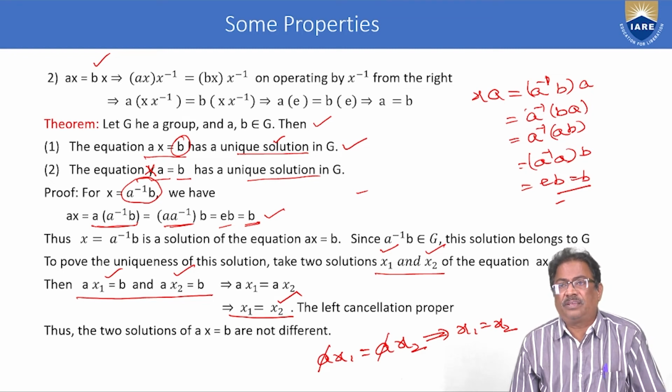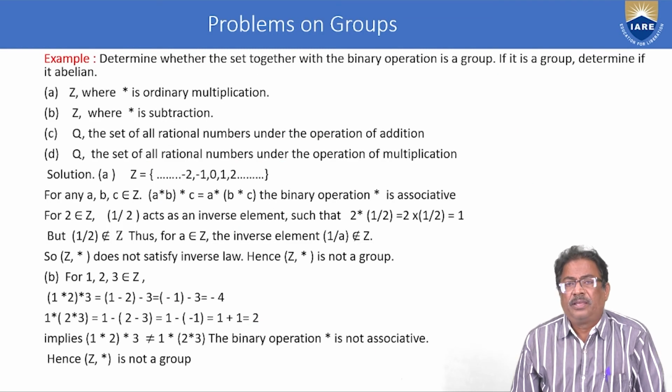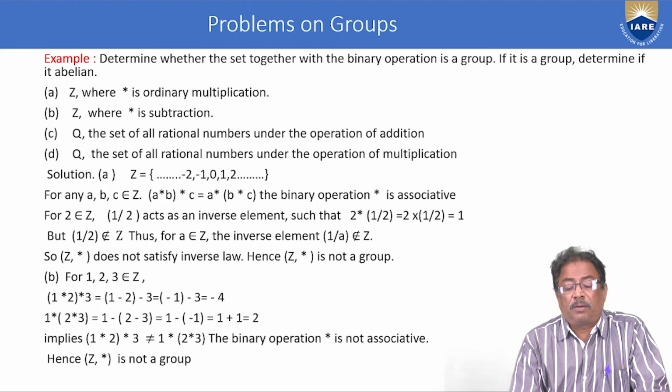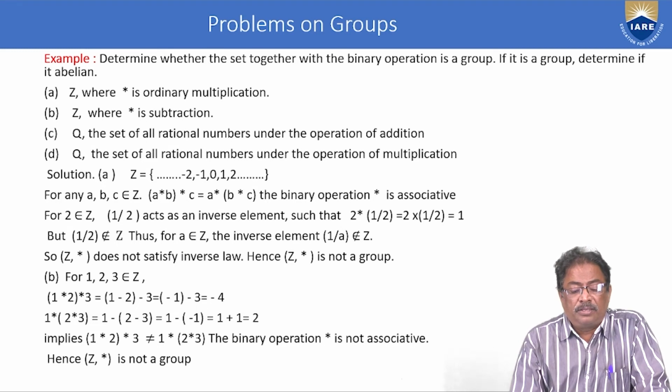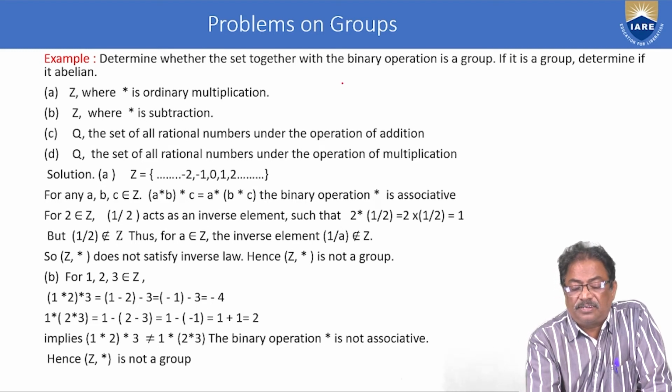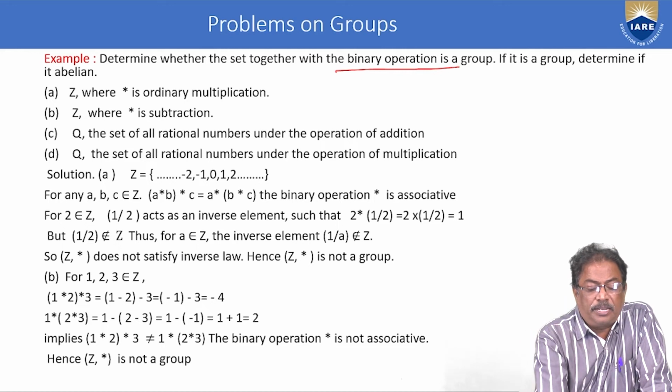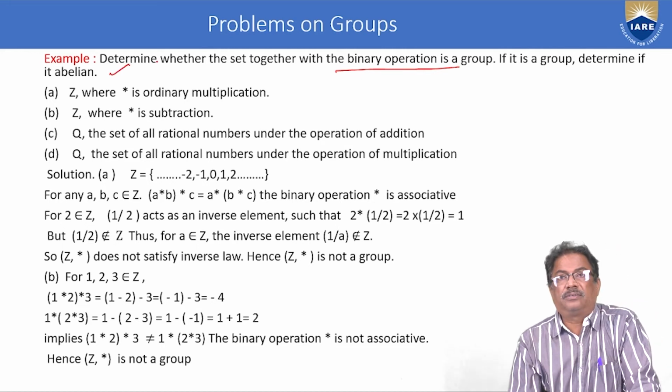The second one is also in the same way, and uniqueness is also going to be the same, in the same way we are going to prove. And now the next one is determine the problems on a group. Determine whether the set of integers with the binary operation is a group. If it is a group, determine whether it is a Boolean group or not.